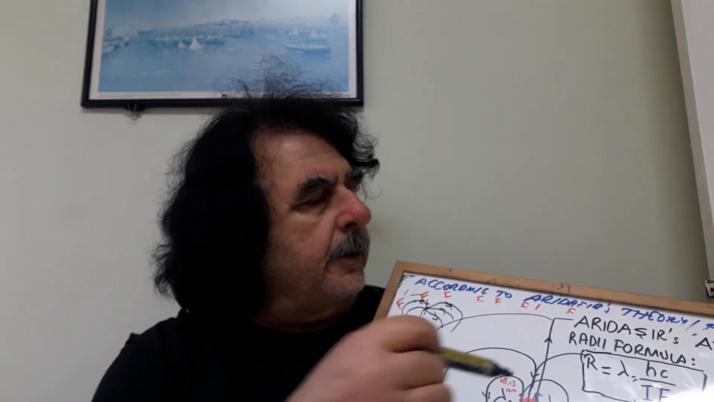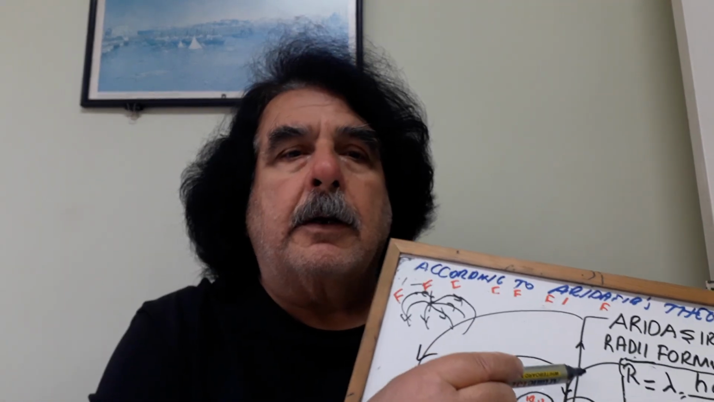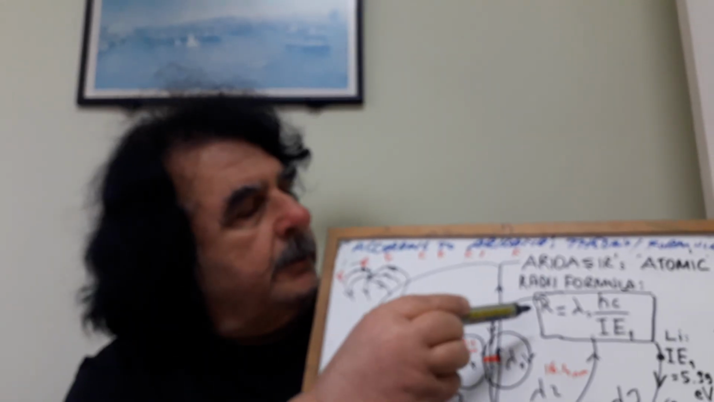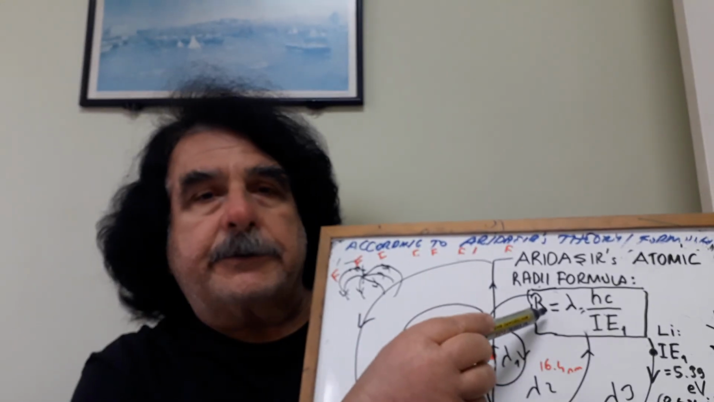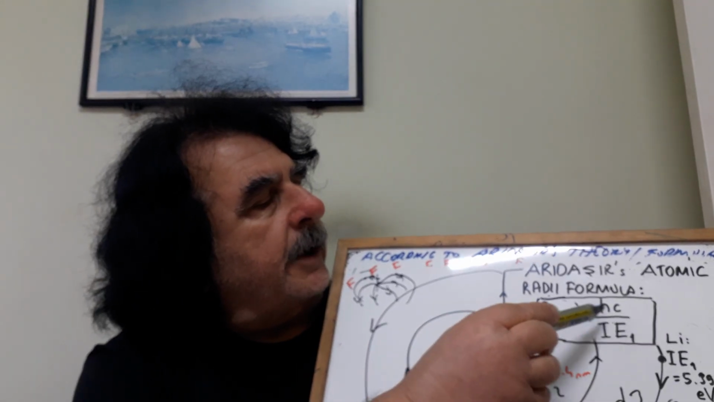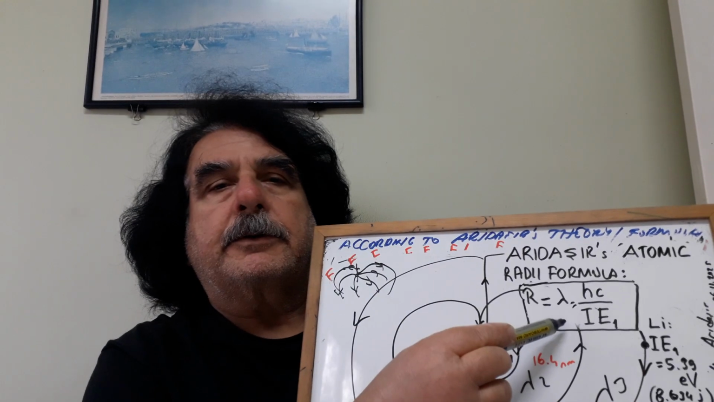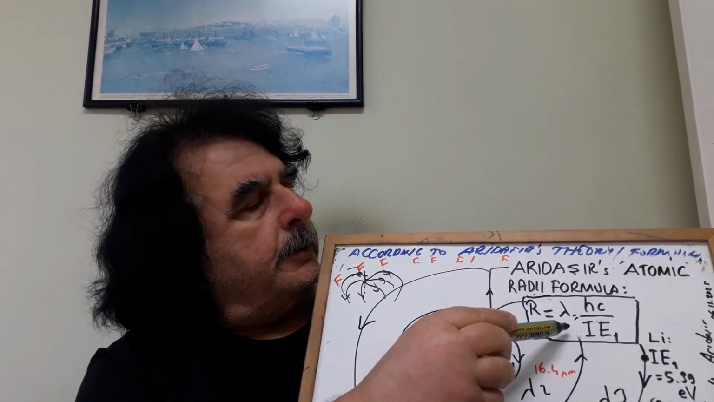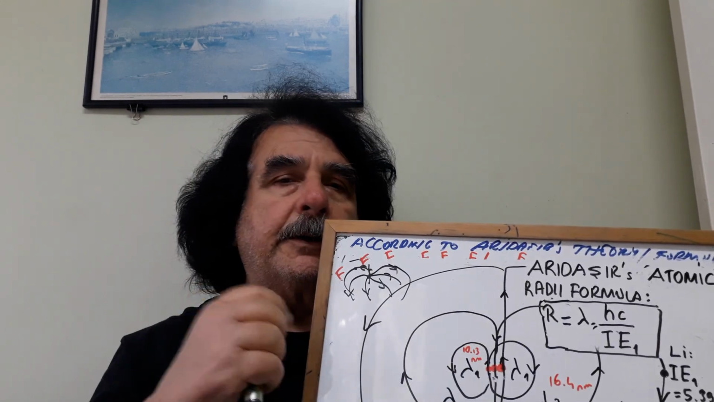This is my new atomic radii formula for all atoms. Radius x equals lambda equals hc divided by the first and lowest ionization energy of an atom.